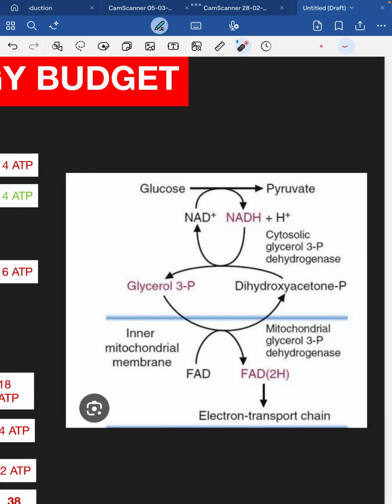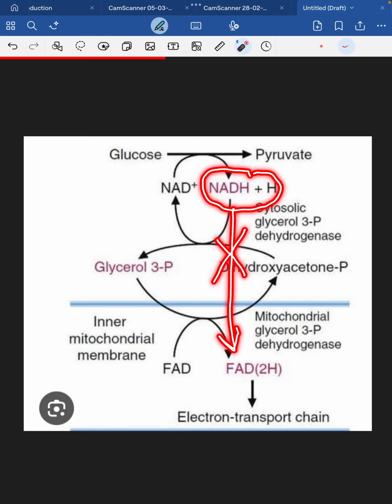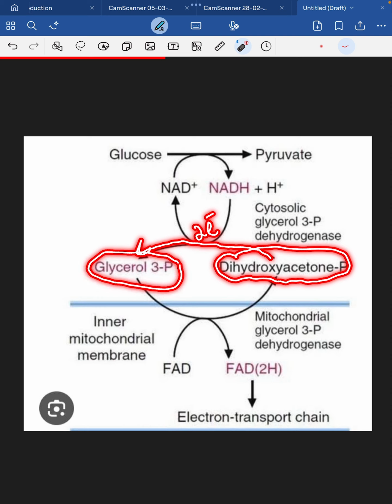So listen here. Here is the partition line. This region indicates the cytosol, and here is the mitochondrial matrix. Now listen carefully. This NADH molecule cannot enter the mitochondrion, so what will it do? It will give its electrons to dihydroxyacetone phosphate, as a result of which it is converted into glycerol 3-phosphate. It means now the electrons of NADH are present inside the glycerol 3-phosphate.